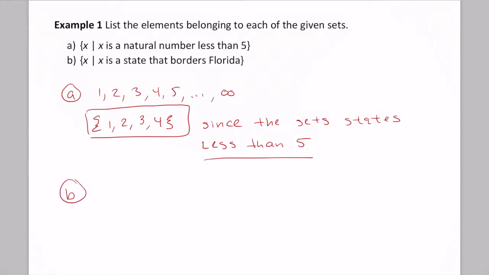For B: X such that X is a state that borders Florida. Well, that would be Alabama and Georgia. And as stated before, the sets can be anything we want.